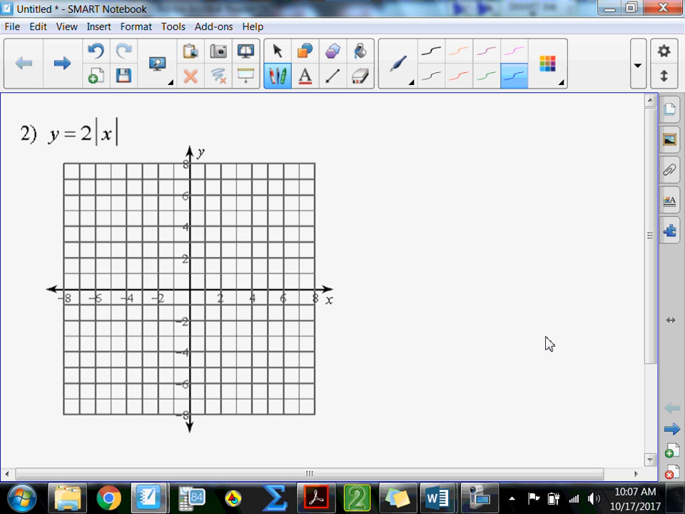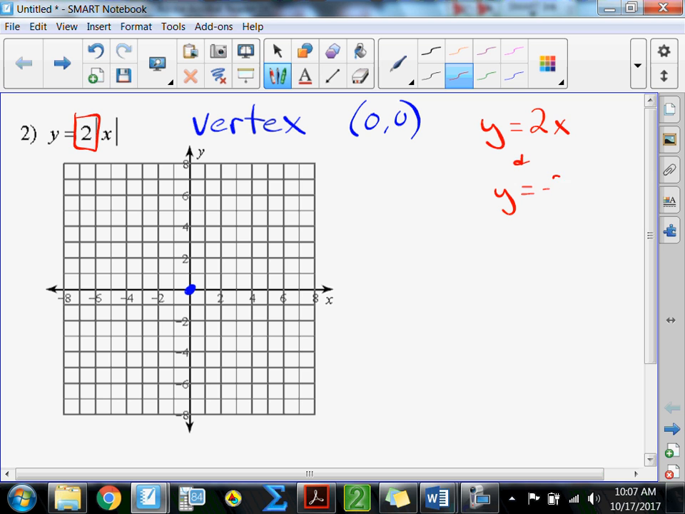Number 2 on your worksheet says y equals 2 times the absolute value of x. It means our vertex, which is the point at the bottom where it switches from increasing to decreasing, is going to be at 0, 0, just like our parent function, because there are no numbers that show a shift. The 2 out in front, just like a line, represents a slope, like y equals 2x and y equals negative 2x. So you could say your slope is positive 2 and negative 2 from the vertex 0, 0.